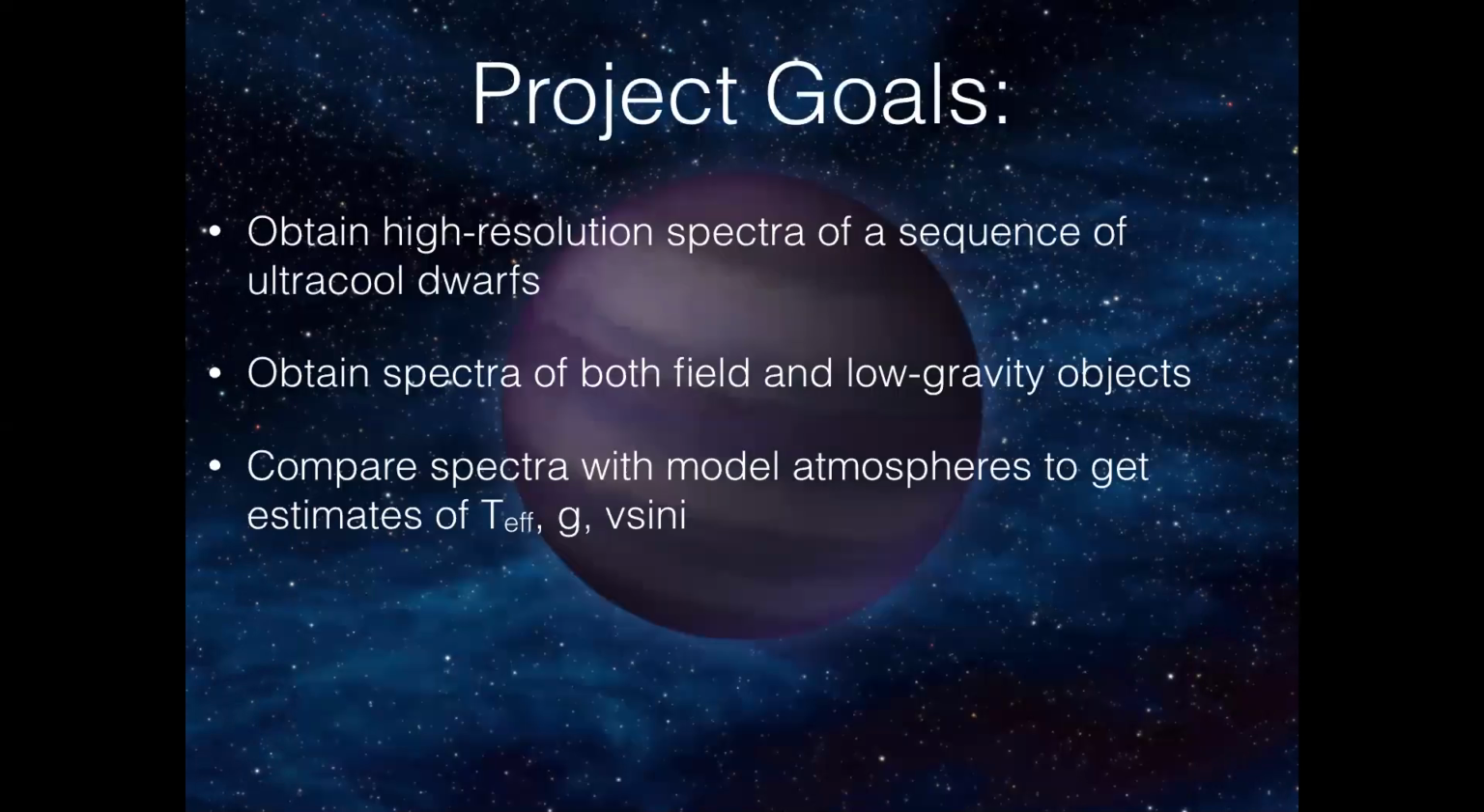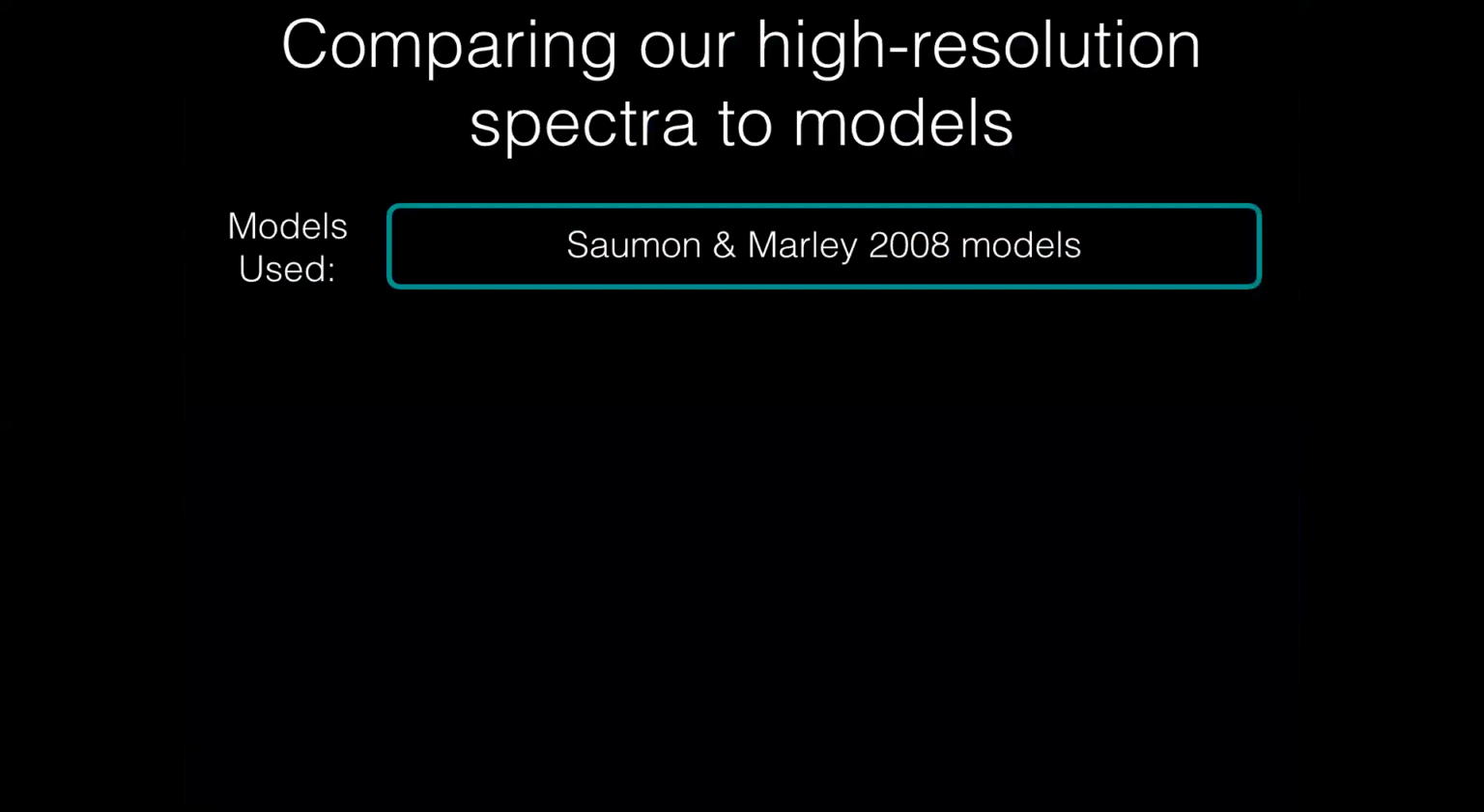The bulk of the work on this project up to this point has gone into comparing our spectra with model atmospheres to get estimates of different parameters. So I want to end today by telling you a bit about that and what we learned. We used the models of Saumon and Marley from 2008 because we needed a grid of model atmospheres covering a large range of temperatures and also with clouds.